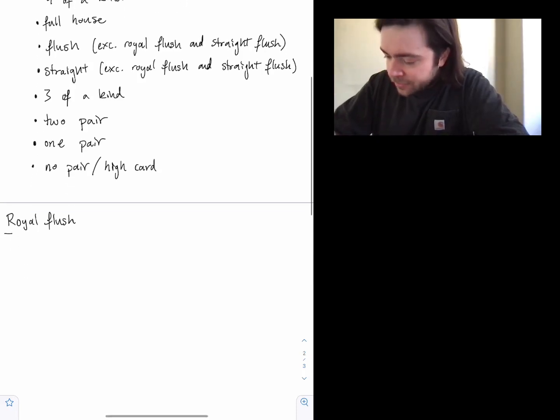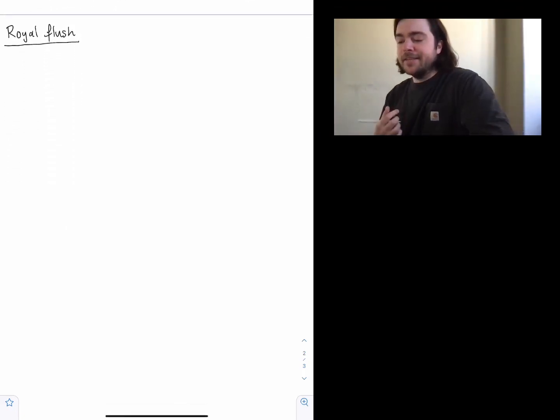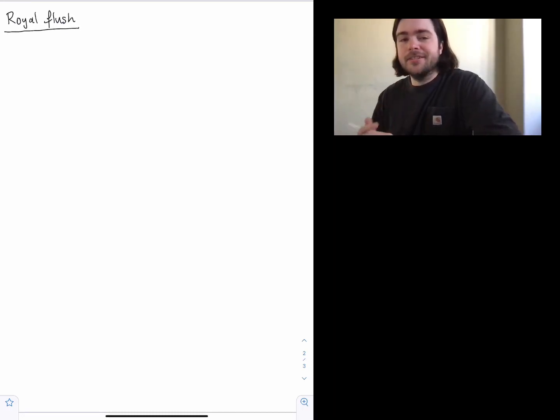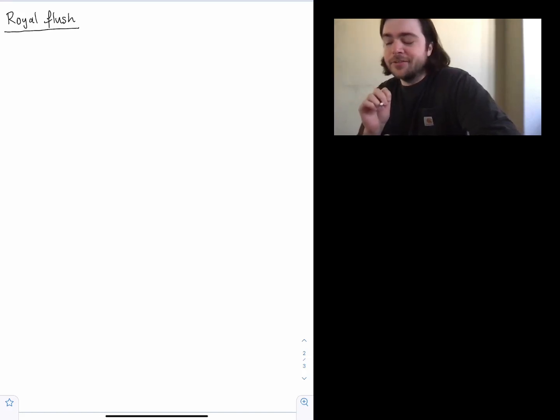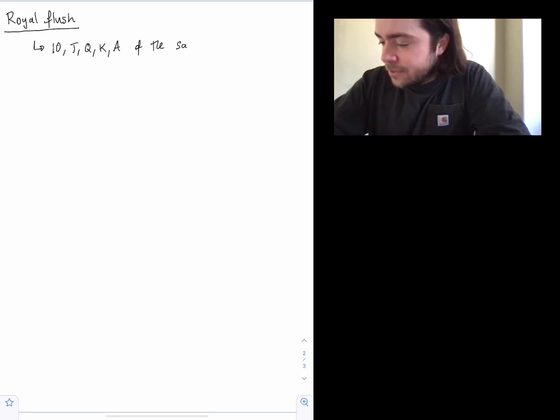Okay, so what's a royal flush? Well, it's a flush, meaning all the cards have the same suit. And it's also a straight, meaning all the cards are sequential in order. But it's a particular straight flush. It's one where it's all of the highest value cards. So this is going to be 10, Jack, Queen, King, and Ace, all of the same suit. Okay, so that's a royal flush.